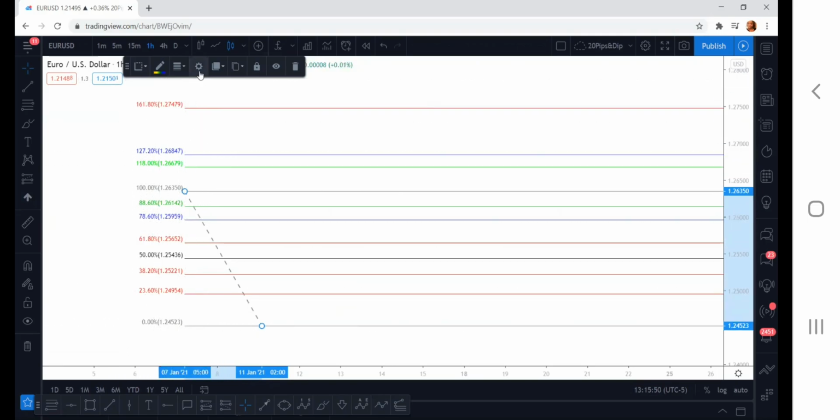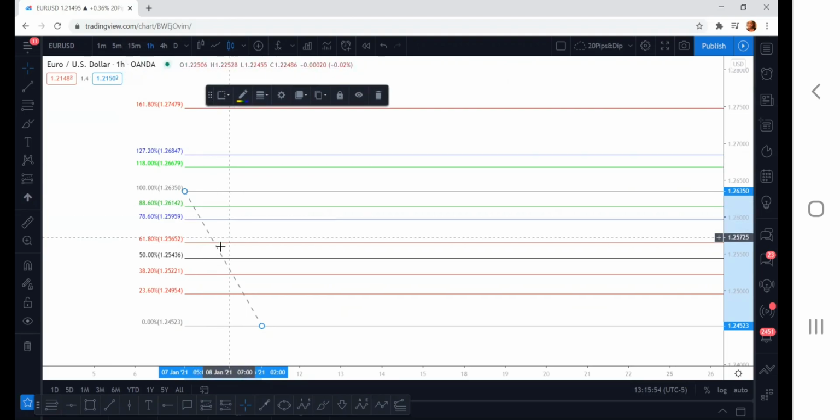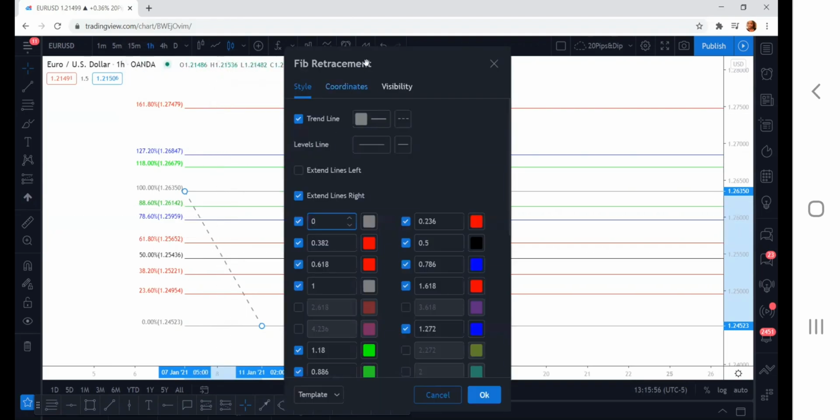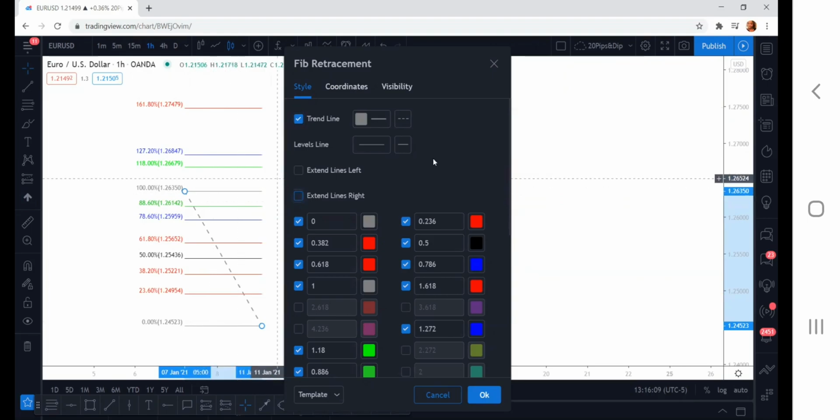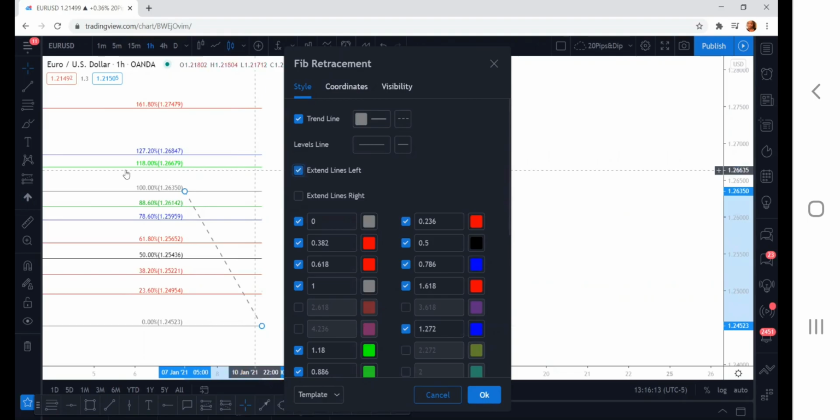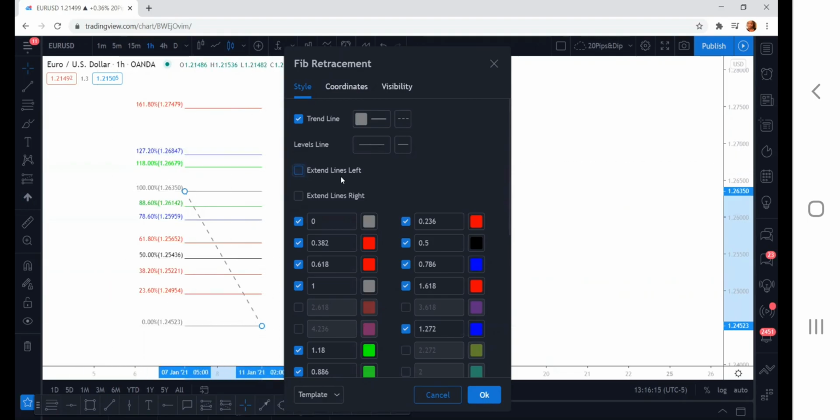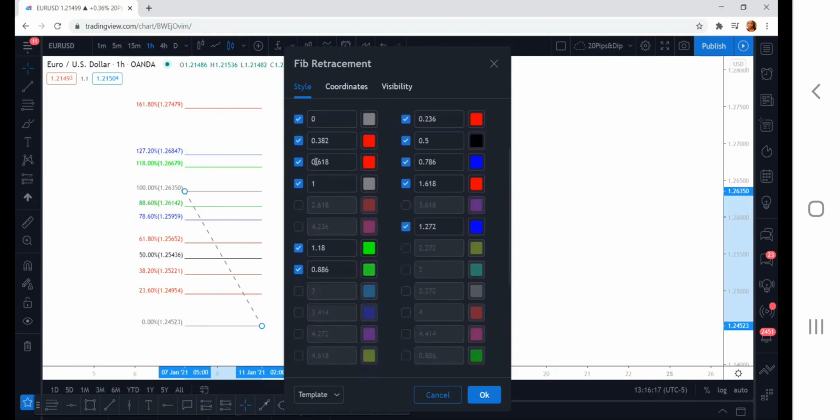So you can either click here where it says settings on the tool. This is the actual toolbox. Or you can double click and the Fib retracement settings box is going to pop up. All right, you can choose whether or not you want to have a trend line here. Whether or not you want to extend your lines to the right, or just have the tool short like this, or extend to the left. It really is your preference. These are my settings right here.